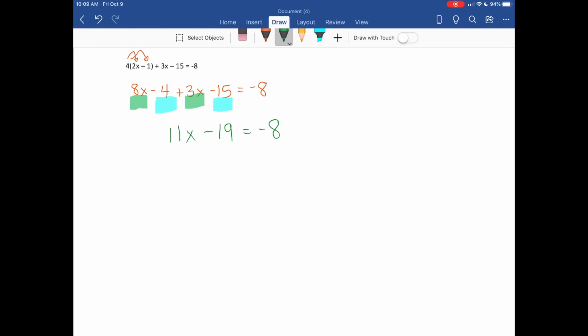I want to isolate that x. What's my next step? Let's get rid of that minus 19. How? We add 19 to both sides. So we're left with 11x, and negative 8 plus 19 gives us 11. So I have 11x equals 11. I want x by itself. It's being multiplied by 11, so we divide both sides by 11. And we're left with x equals 1.